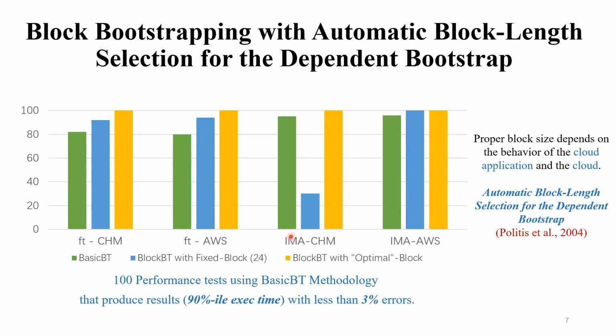To solve the issue, we adopted automatic block length selection for the dependent bootstrap to estimate the optimal block size. By replacing basic bootstrapping with block bootstrapping and the optimal block size, we can see from the graph that for those specific four applications, the accuracy increased to 100% for all of them.